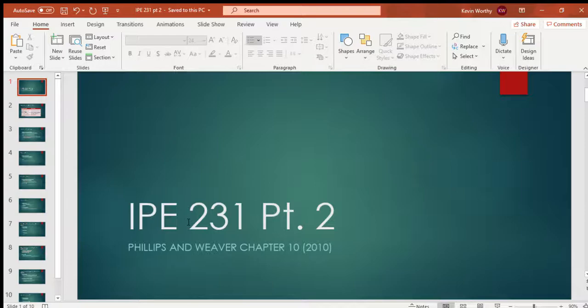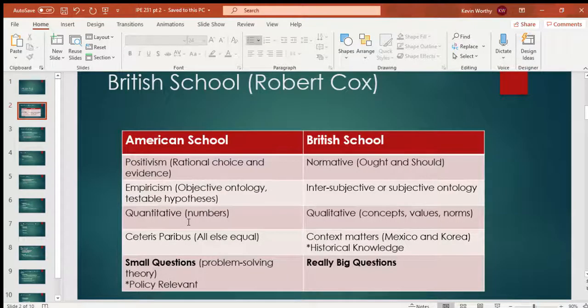Class, we're going to be talking about the second part of the Phillips and Weaver text that we're going to cover. It's the British school. So we talked about the American school in the last lecture. We talked about positivism. We talked about empiricism. We talked about being quantitative, right? Using the numbers, the data. We'll actually talk about data again and why data is different from fact.